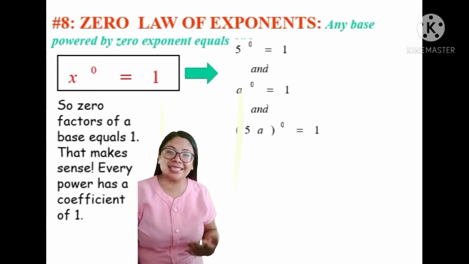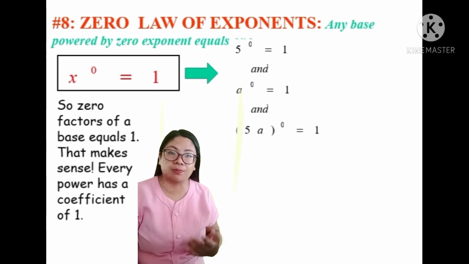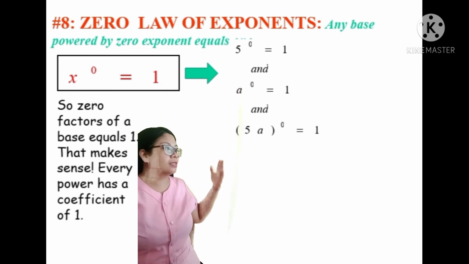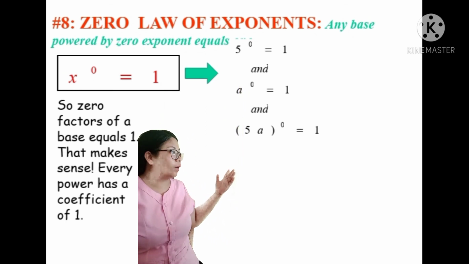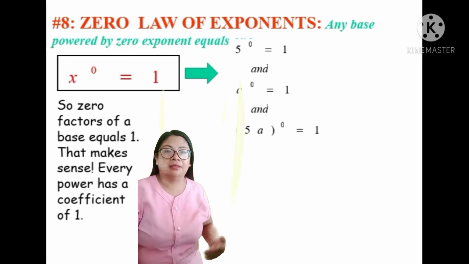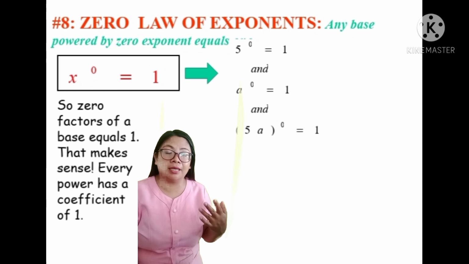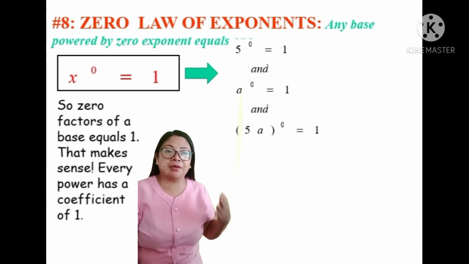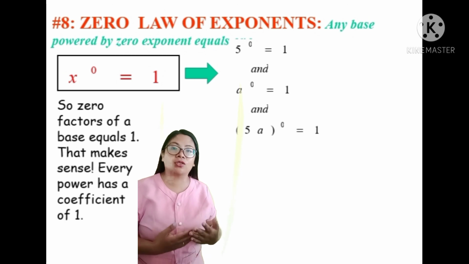This one is the zero law of exponents. Any base powered by a zero exponent is equal to 1. Let's say x raised to 0. The answer is 1. Another example, we have 5 raised to 0. The answer is also 1.